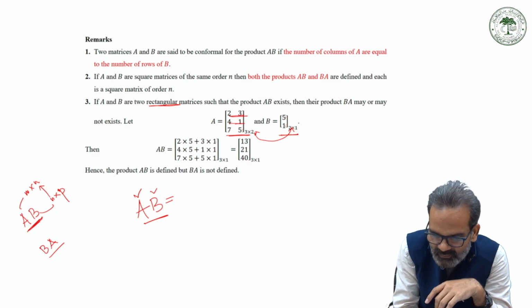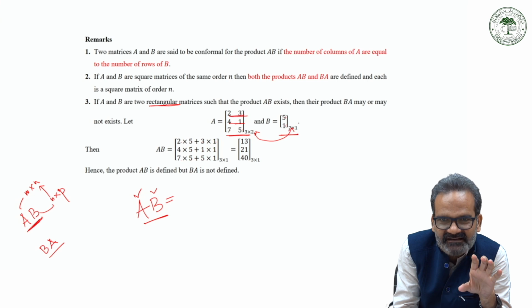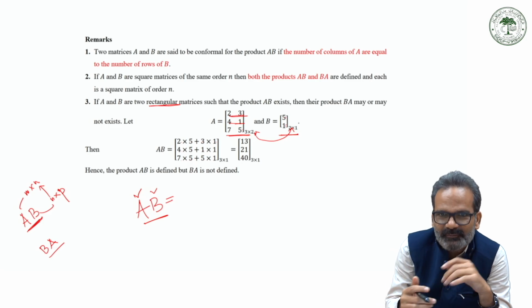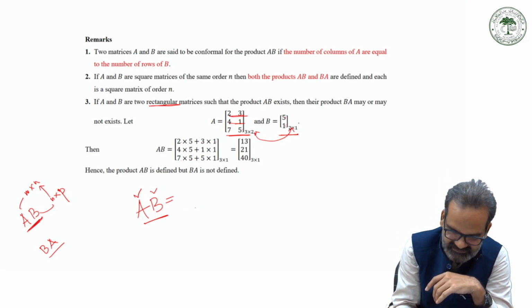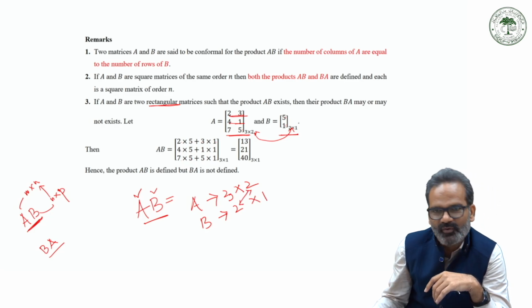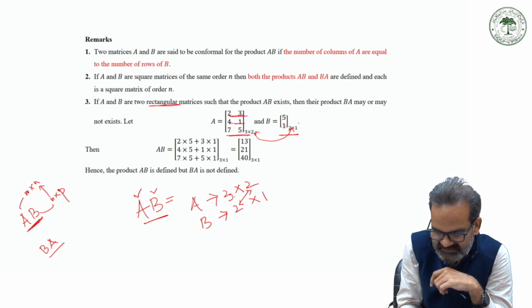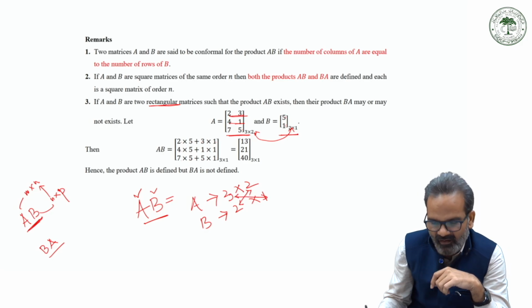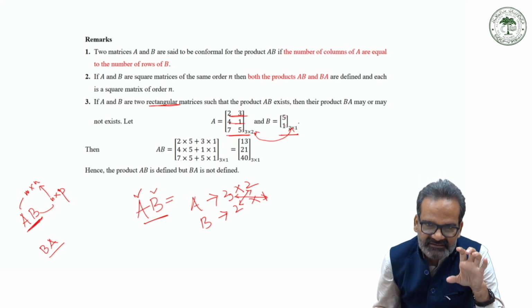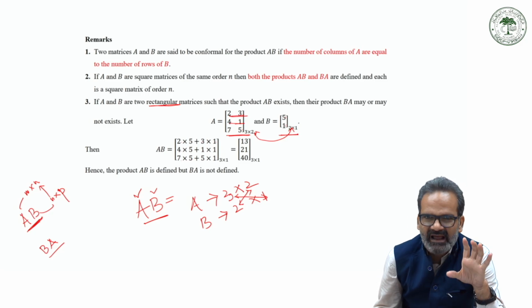So if 2 is there and 2 is there, this is the condition for the product AB. What is the order of the product? Here, A is a matrix of order 3 by 2 and B is a matrix of order 2 by 1. So this is the condition for the product, and this is the condition for the order of the resultant AB. The product AB will contain 3 rows and 1 column, as I have already explained.